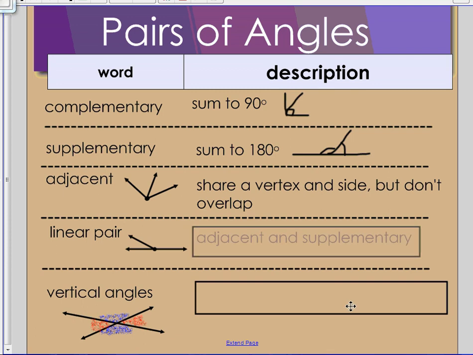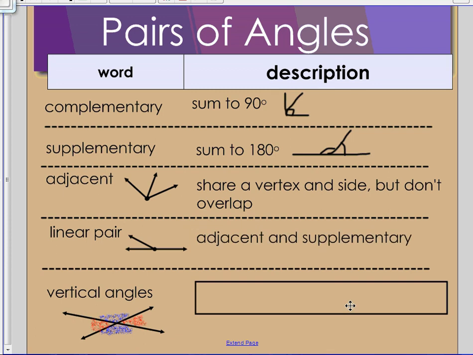All right. There's also a linear pair. A linear pair is when they are both adjacent and supplementary. So they are next to each other, and they also make a 180-degree angle, which is also known as a line. So that's where they get linear from.